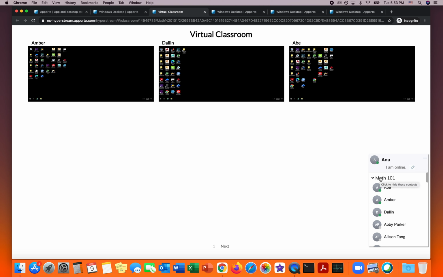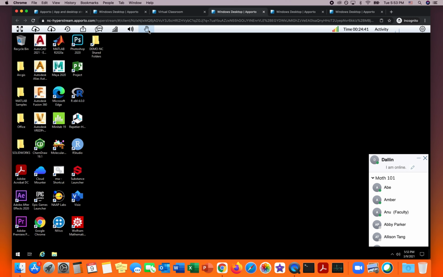One of the features within the classroom is Messenger. It's sorted by group so that I can see all of the students in my Math 101 class. On the student side, they see a notification that their desktop is being viewed, and they also have the option to raise their hand or email the instructor if they have any questions.